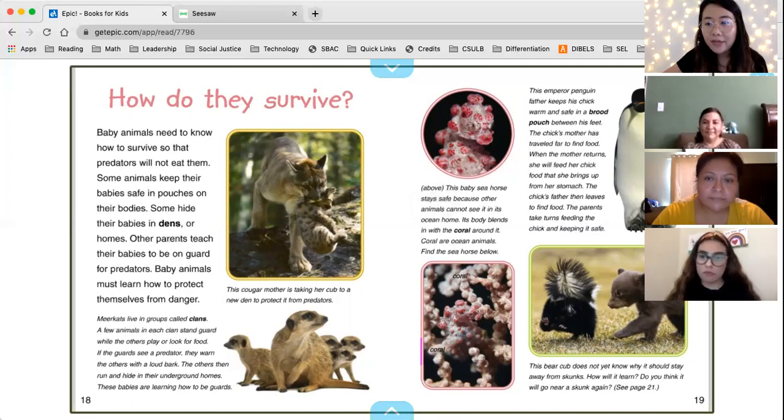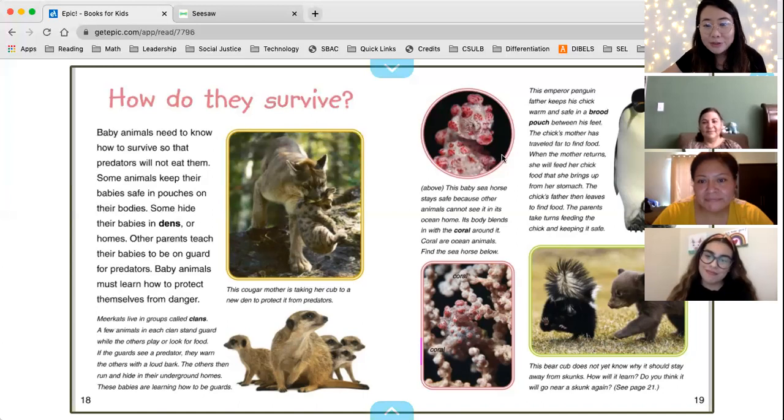Over here with the penguin. This emperor penguin father keeps his chick warm and safe in a brood pouch between his feet. The chick's mother has traveled far to find food. When the mother returns, she will feed her chick food that she brings up from her stomach. Ooh. The chick's father then leaves to find food. The parents take turns feeding the chick and keeping it safe.